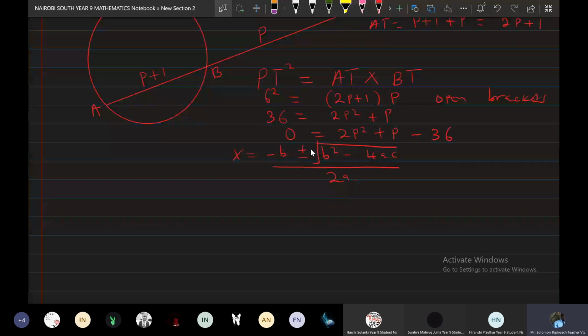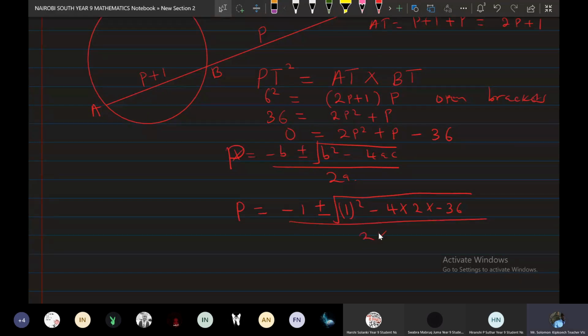Let me continue. My x, but now here I don't have x, so I'll be talking about p. So my p equals -1 plus or minus the square root of 1 squared minus 4 times a, which is 2, times -36, all over 2 times 2. Work out what is inside. So p equals -1.